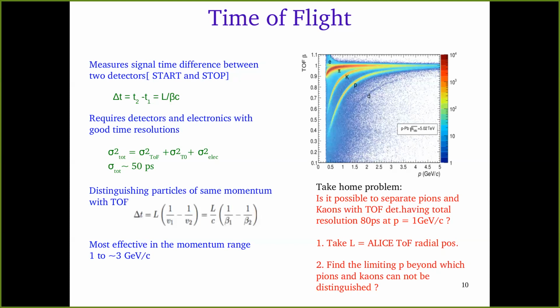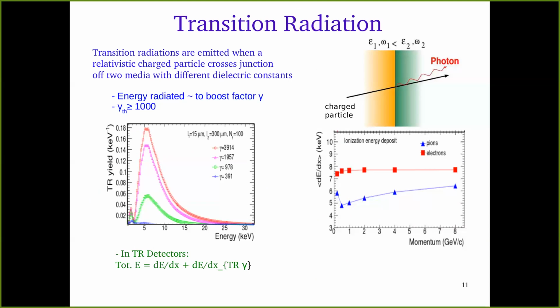Okay, so let me move to another quantity that is also used for particle identification. This quantity is called transition radiation. So what is transition radiation? These radiations are emitted when a relativistic charged particle crosses the junction of two media that have different dielectric constants. So if you have one medium with a dielectric constant epsilon 1 and another medium with a dielectric constant epsilon 2, when a charged particle passes through these media, it emits radiation. This transition radiation can be used to construct transition radiation detectors, and these detectors can be very helpful for particle identification.